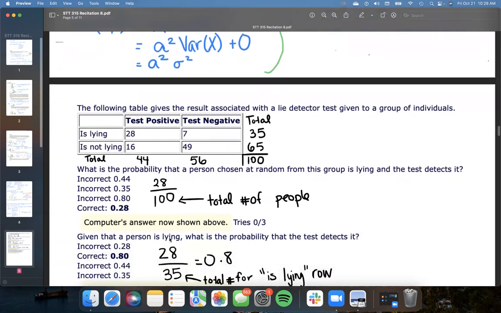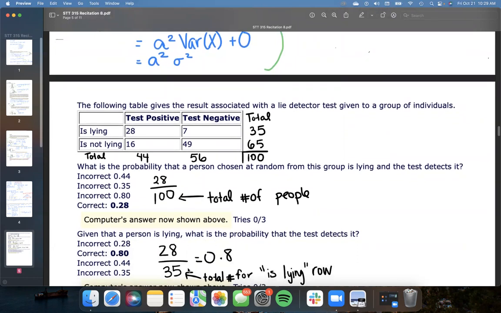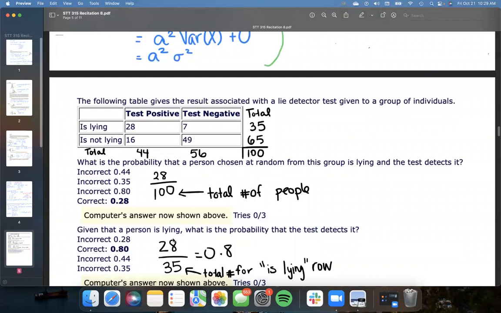Next, given that a person is lying, what is the probability that a test detects it? So here, given that a person is lying, the total for that row is 35. So we're only in that situation. What is the probability that the test detects it? The probability equals 28, because the test being positive means that the test detects someone's lying. So that would be 28 divided by 35, because it's given the person is lying. So when you do that, it's 0.8.